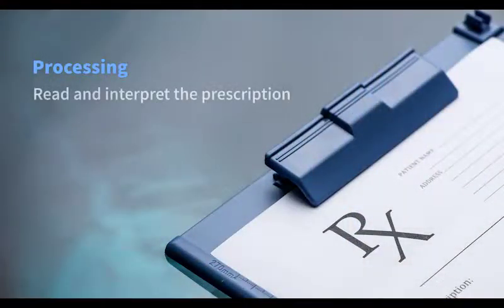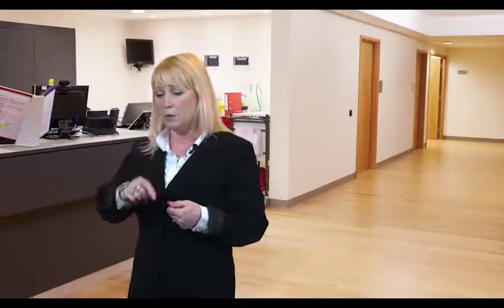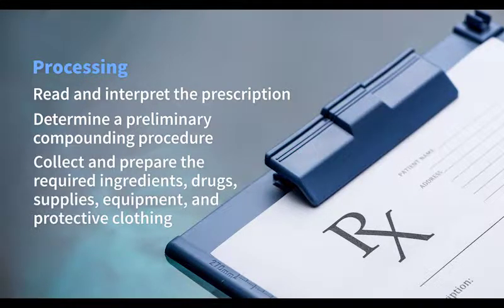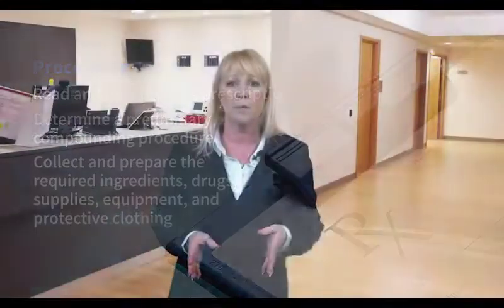As the prescription is being compounded, we need to read and interpret the prescription. So we get out that old book, we start to look through that and make sure that we're reading through the processes. Think of that as a cookbook, all right? We need to determine the preliminary compounding procedure. Again, using the USP-NF book, we're going to collect and prepare the required ingredients, the drugs, supplies, equipment, and protective clothing. We need to make sure that we have all of those ready, because then we need to check for expiration dates. We need to identify whether or not the purity of those products meets those necessary standards.